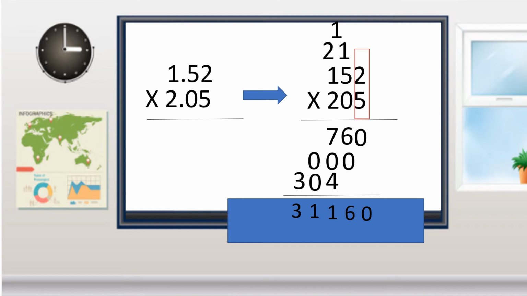Bring down 3. So we're going to count 1, 2, 3, 4 until we get the decimal point. The same with the answer: 1, 2, 3, 4, and add the decimal point. In this case, we have 4 decimal places. So the final answer is 3 and 116 thousandths.